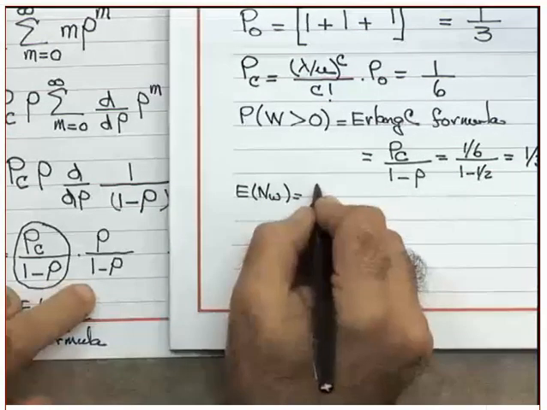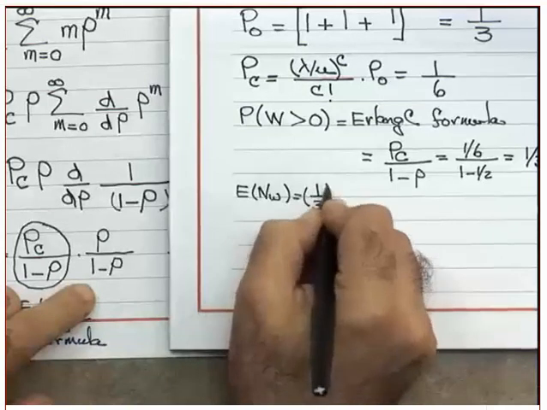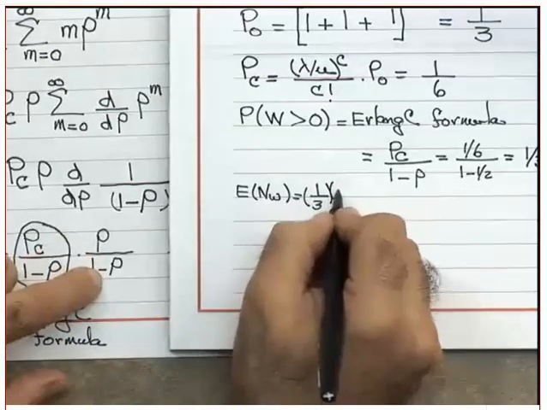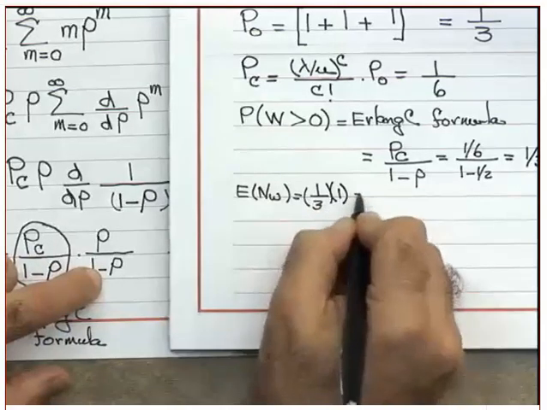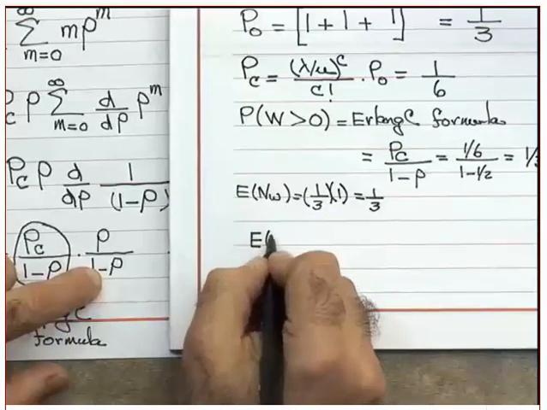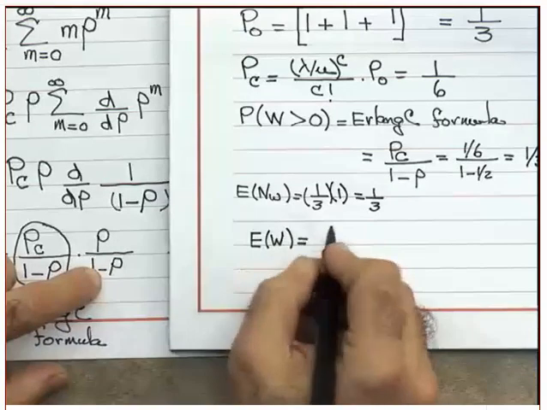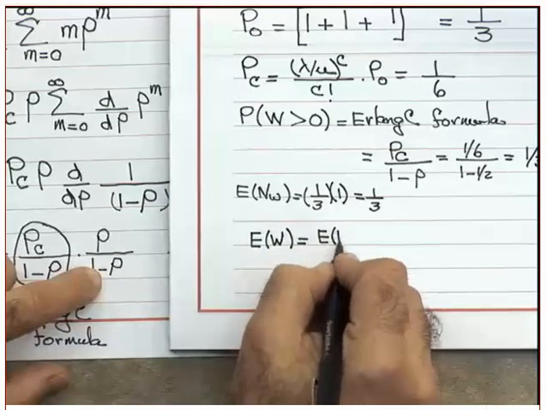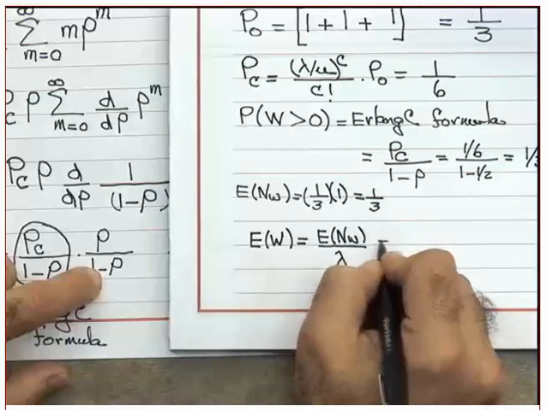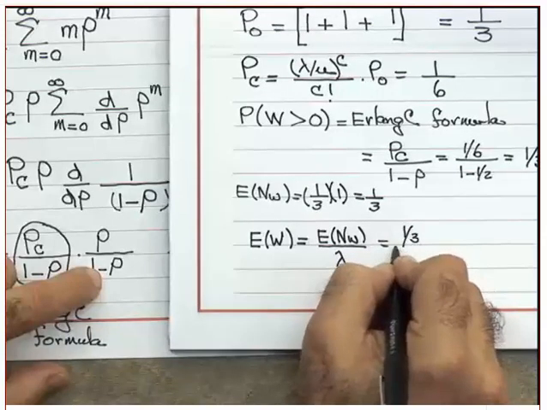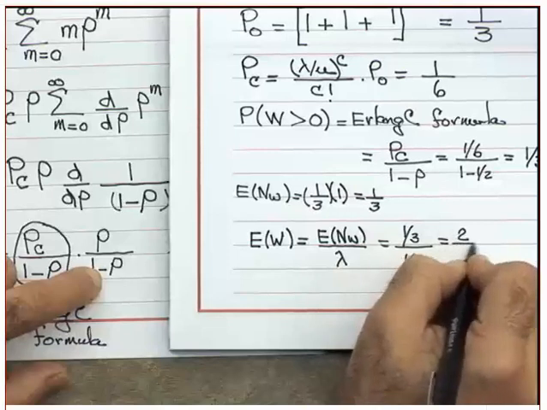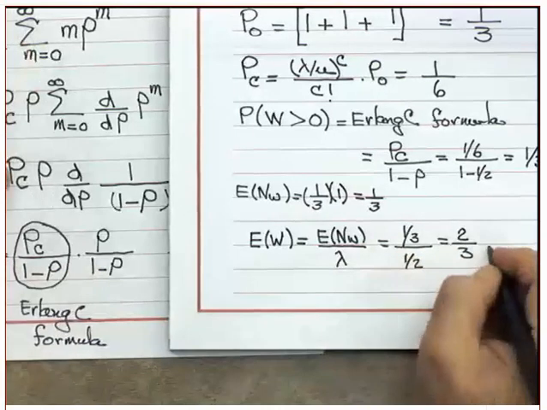This one is what? It's 1/3 times what? 1/2 over what? 1/2. So that's 1. And that's equal to what? 1/3. And what is E of W? E of W is what? E of NW over what? Lambda, which is what? 1/3 divided by what? 1/2 equal to what? 2/3 second.